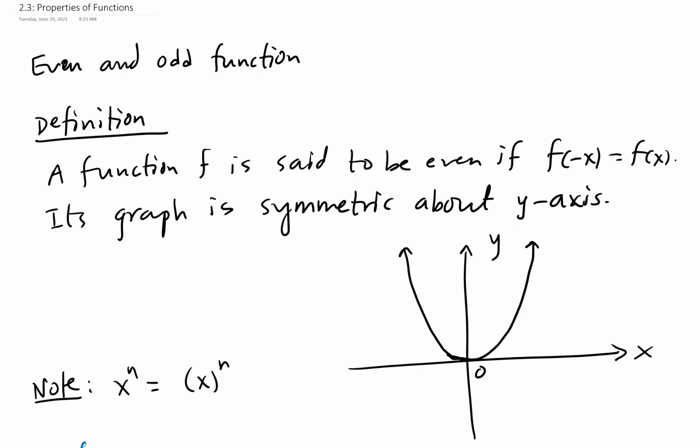Section 2.3, Properties of Functions. Two properties we're going to look at: one is called even and one is called odd. The reason we learn them is that in the long run they help us save time graphing complicated functions.